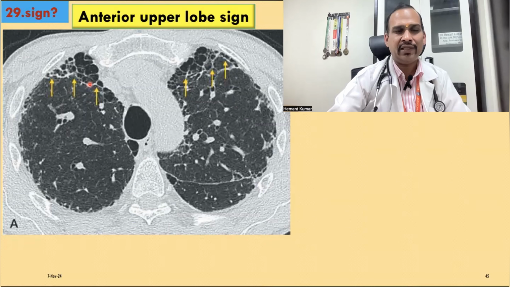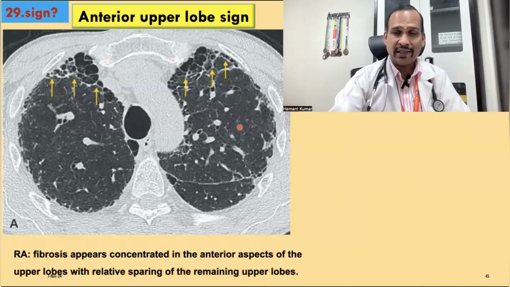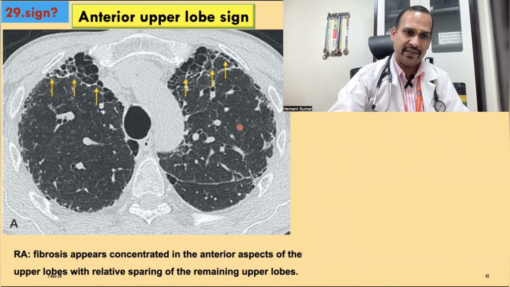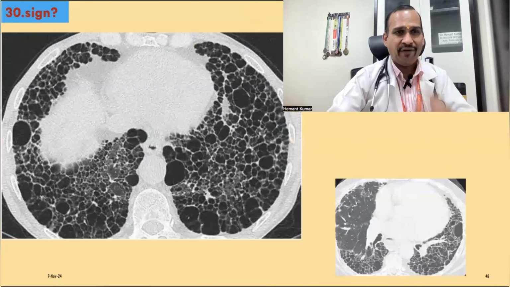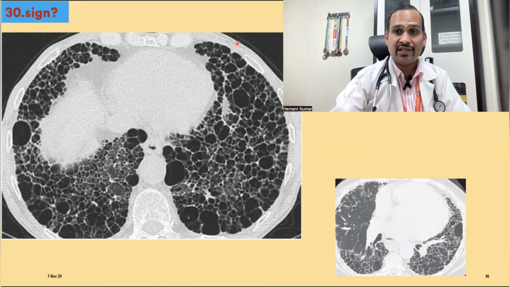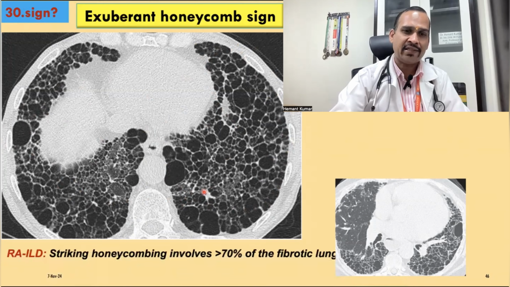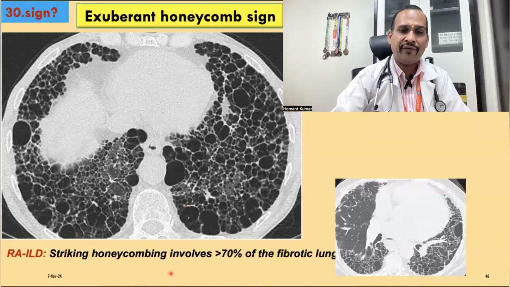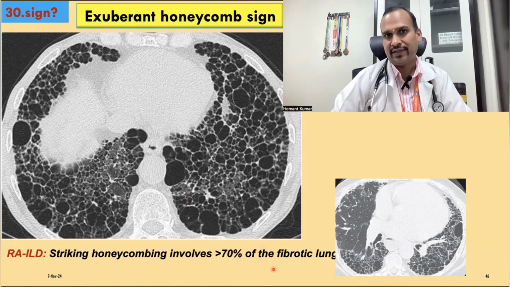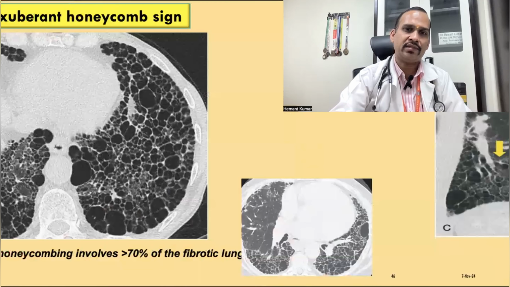There is honeycombing in the bilateral anterior upper lobes. This is classically seen in rheumatoid arthritis related interstitial lung disease. What is this sign? This is extensive honeycombing. Can you see extensive honeycombing? This is the exuberant honeycomb sign, again seen in rheumatoid arthritis related ILD. What is exuberant honeycombing? When honeycombing involves more than 70% of the fibrotic lung. This is the exuberant honeycombing sign.